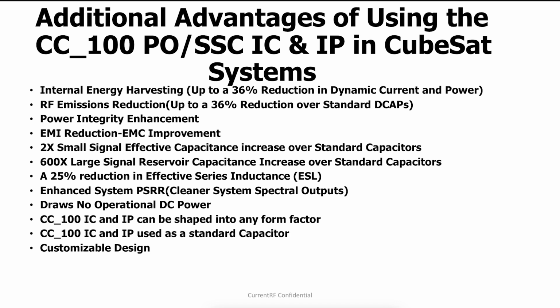Additional advantages of including the CC100 PoSSC IC in CubeSat and other systems are: 1. Internal energy harvesting, up to a 36% reduction in dynamic current and power. 2. RF emissions reduction, up to a 36% reduction over standard DCAPs. 3. Enhanced power integrity. 4. EMI reduction, EMC improvement. 5. 2 times the small signal effective capacitance increase with respect to standard capacitors. 6. 600 times the large signal reservoir capacitance increase with respect to standard capacitors. 7. A 25% reduction in effective series inductance, ESL.